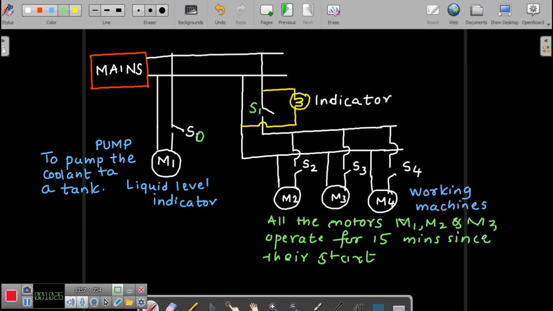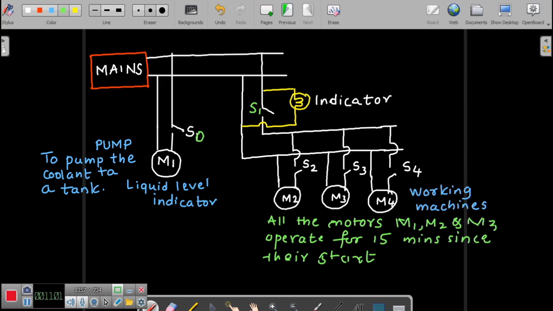all the three motors will run for 15 minutes since their start. The moment you turn on S2, M2 will be turned on and it will remain on for 15 minutes. And again, needless to mention, after 15 minutes it will be turned off. There will be a timer or a normally closed or normally open type of push button switch which is going to act, which we have already seen earlier. Then again, S3 will be turned on, M3 will be turned on for 15 minutes, S4 will be turned on, M4 will be turned on for 15 minutes.